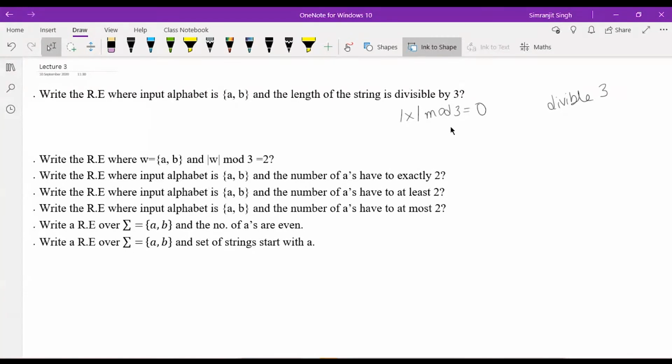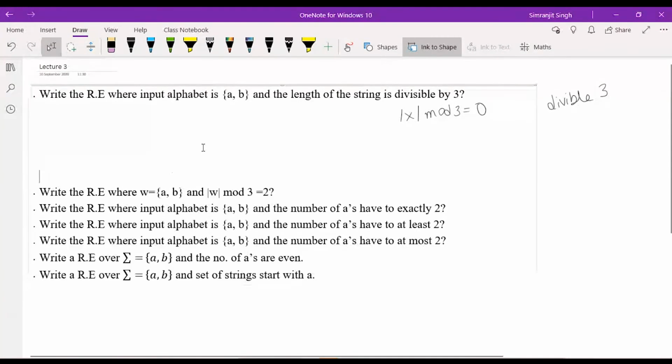I think you can easily do this. Can anybody tell me the answer here? Just post it. Okay, so just post the answer. I think you know the answer. It is already there.